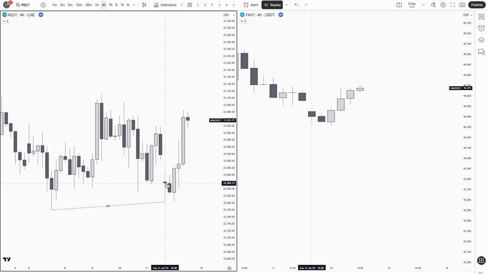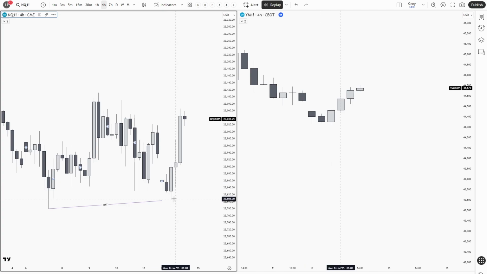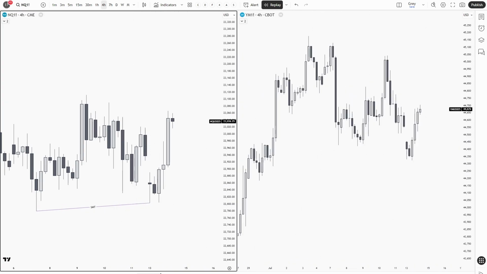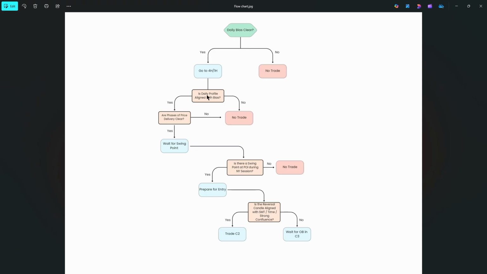Starting the new week on Sunday the 18th, we created the low of the day first, creating that SMT divergence. I will skip into the new work session, and let's open the flow chart. The next step is: is the daily profile clear? For that, we have to go to the 1 hour time frame. If it isn't clear, if it is a seek and destroy or consolidation, then we shouldn't be trading. If it is clear, then we are waiting for that swing point in the new work session, especially around the drivers.